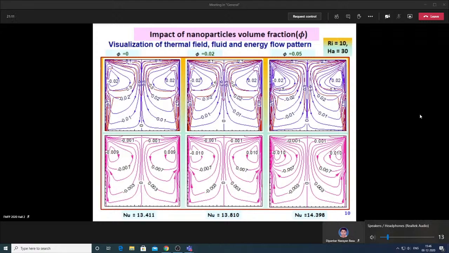The structure of the flow and energy is almost the same, but here the Nusselt value is increasing. That means some enhancement in heat transfer due to particle inclusion with the base fluid.